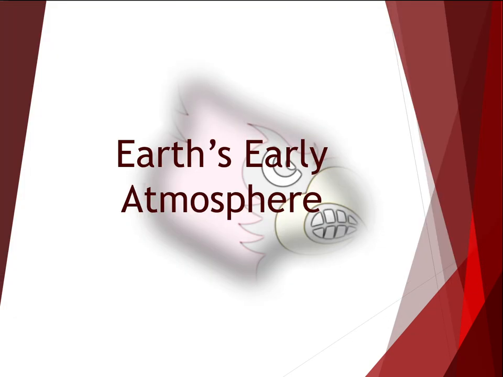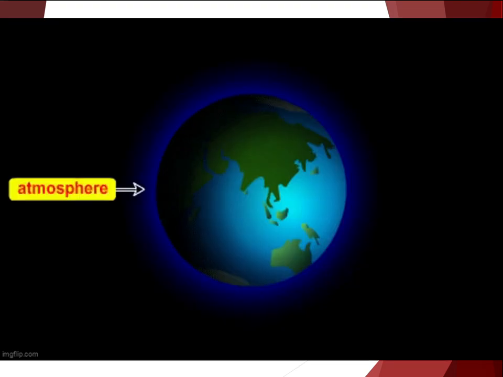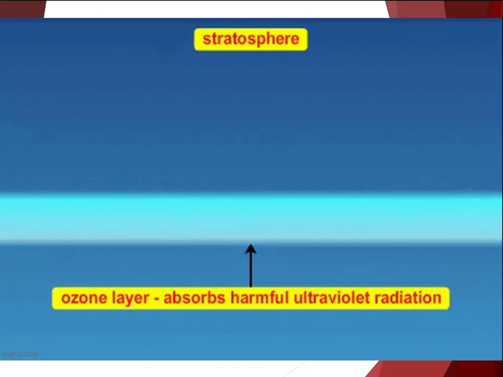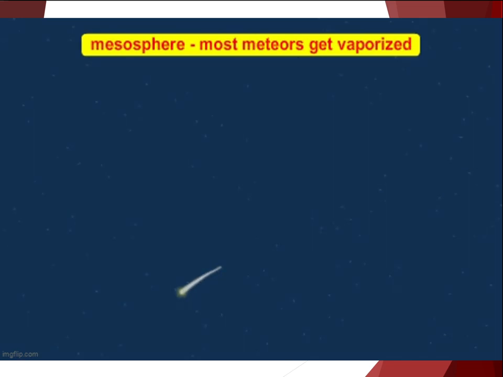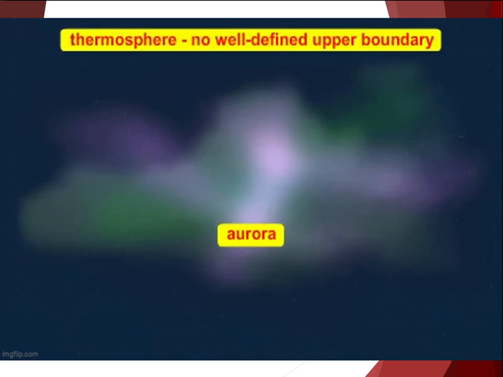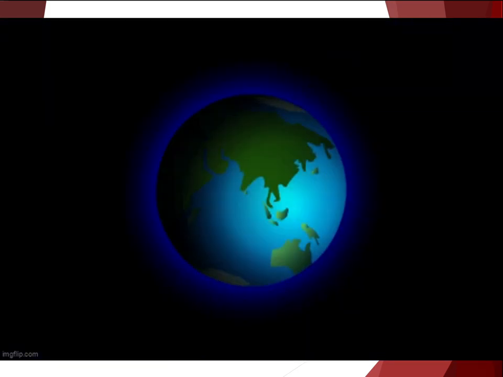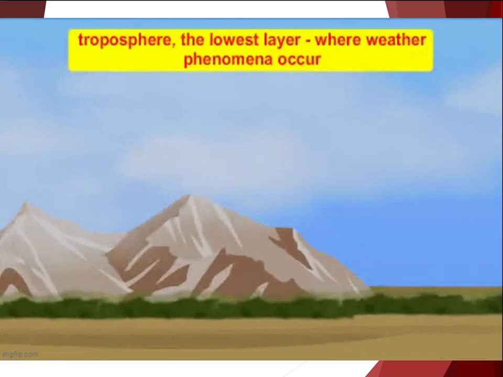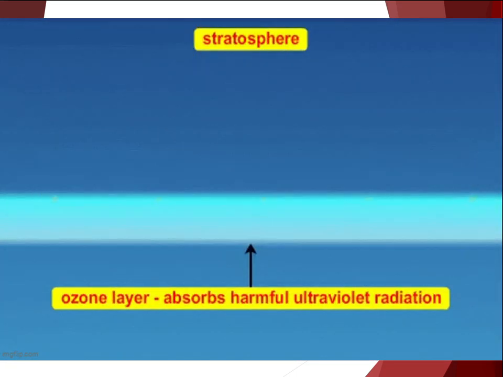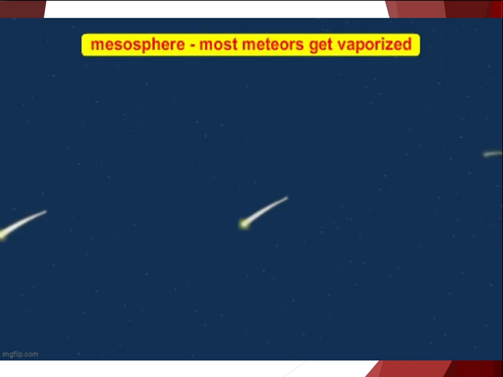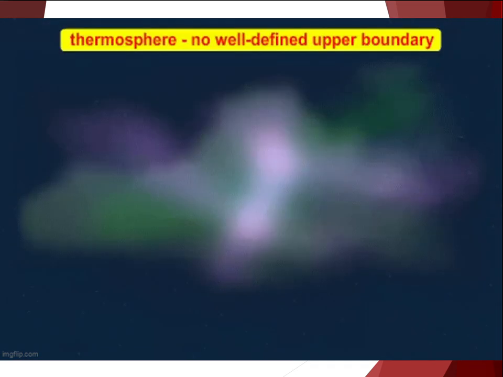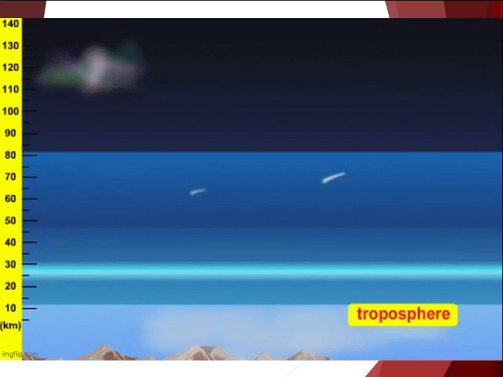Our next main idea, Earth's early atmosphere. The atmosphere is comprised of gases that surround the surface of Earth. The composition of gases in the atmosphere has changed through time. The earliest atmosphere was composed primarily of hydrogen and helium gases, and these gases were far too light for the planet to retain or keep.